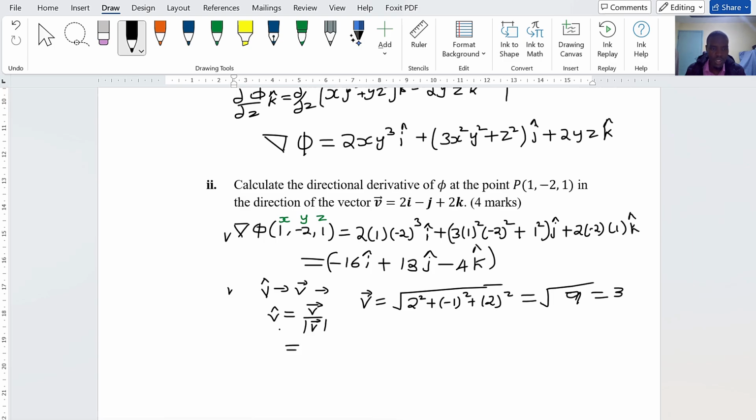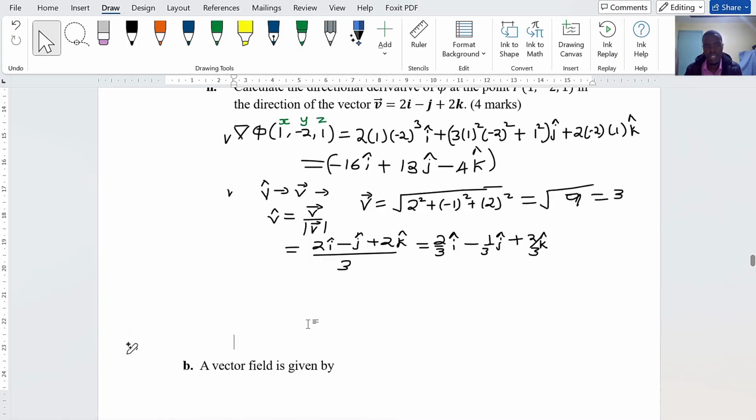Now, the unit vector will be the vector itself, which is 2i minus j plus 2k. The whole of this you divide by 3, which is the magnitude. If you do that, you have a common denominator, so it is 2 over 3 i, minus 1 over 3 j, plus 2 over 3 k, because it is a common denominator.